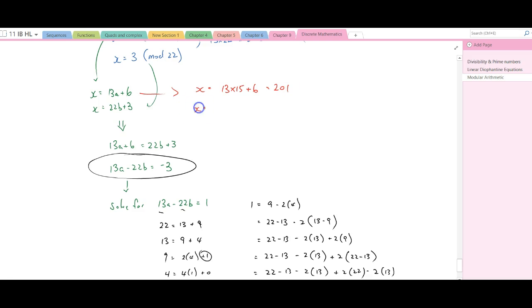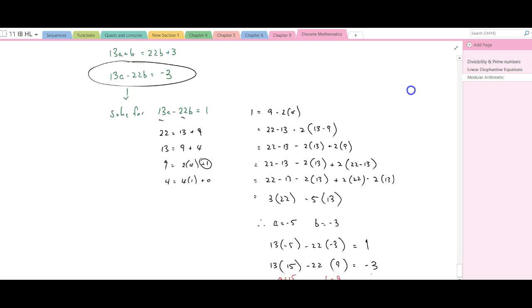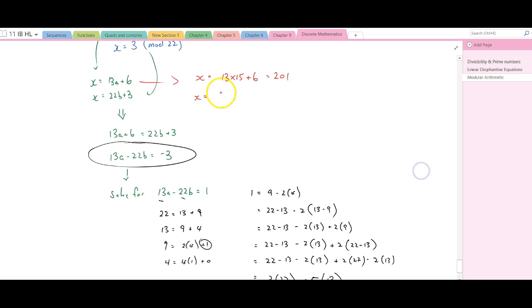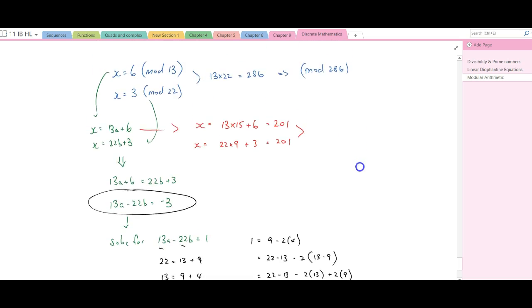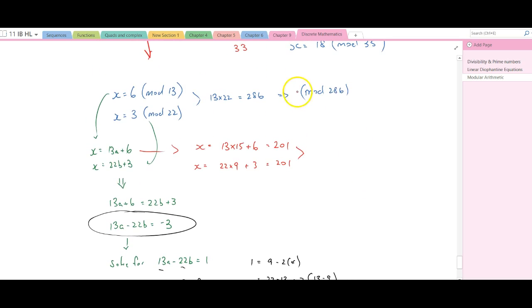Check it through this solution. B is equal to 9, so 22 times 9 is 198 plus 3, which equals 201. So that checks out. So my solution, therefore, is x is equal to 201 mod 286.